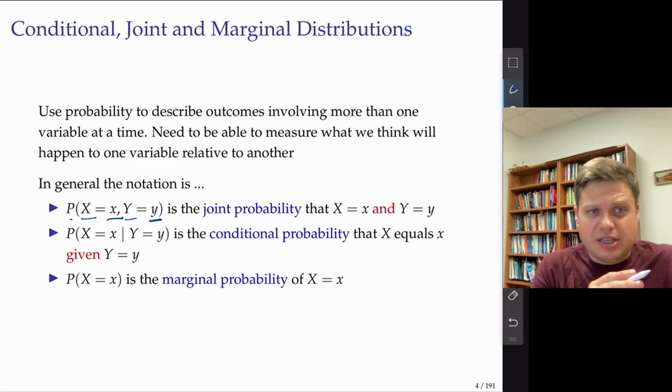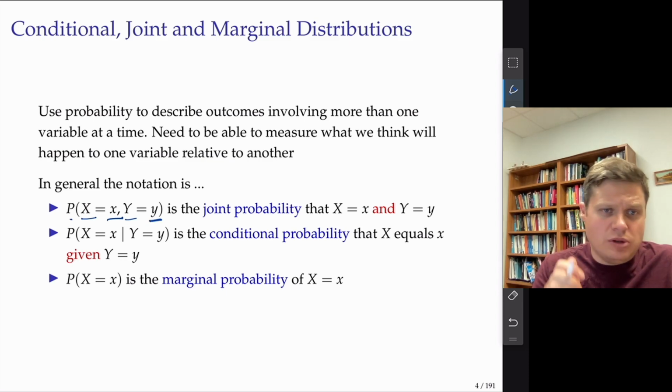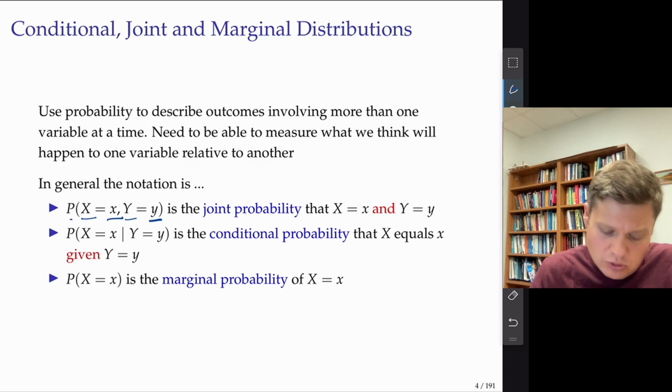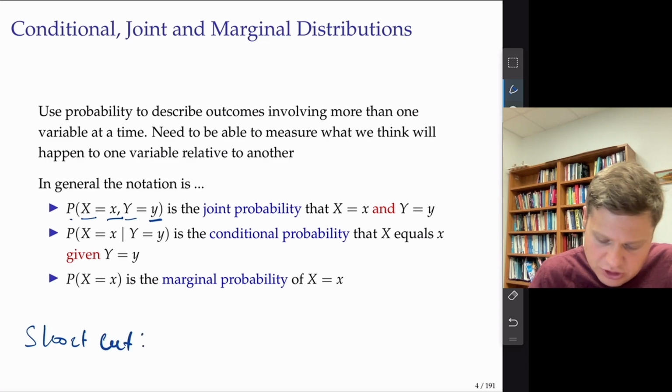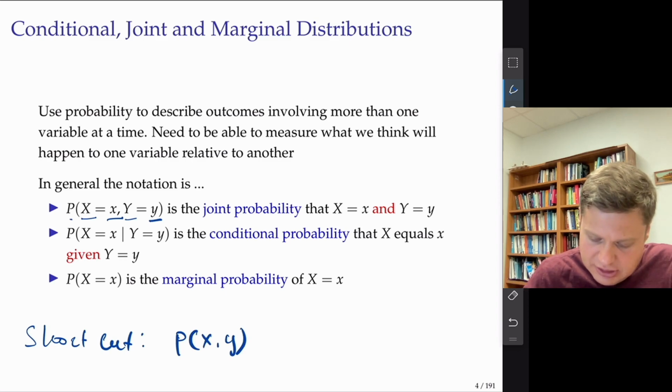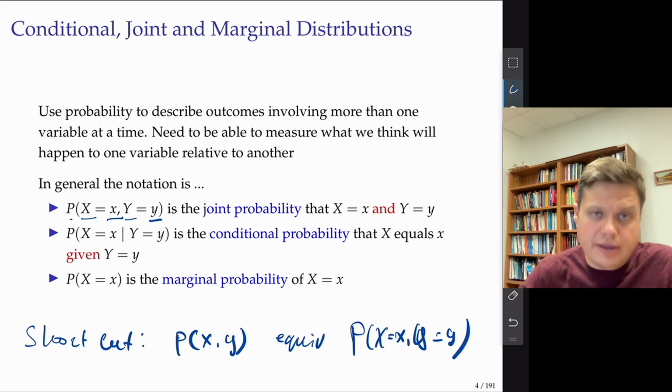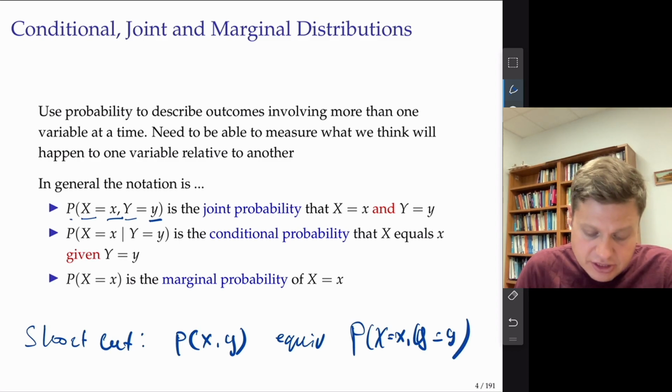And I just mentioned the notation shortcut that we're going to avoid capital and small. So using our shortcut notation, we're just going to be writing small p of x and y. So this stands for, so this is equivalent to capital P, x equal x, and y equal y. So it's the same thing, okay? All right, so that's the joint.